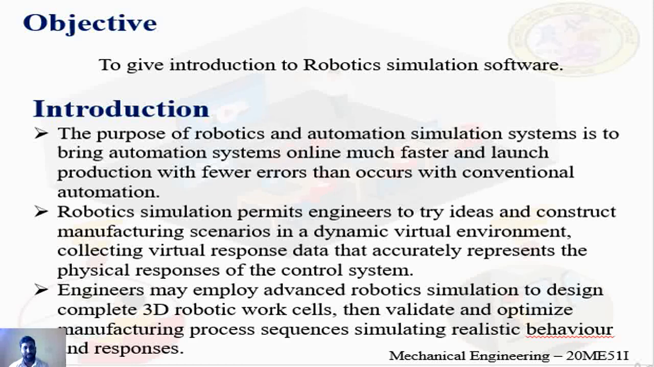Introduction. The purpose of robotics and automation simulation systems is to bring automation systems online much faster and launch production with fewer errors than occur with conventional automation. Robotics simulation permits engineers to try ideas and construct manufacturing scenarios in a dynamic virtual environment, collecting virtual response data that accurately represents the physical responses of the control systems.